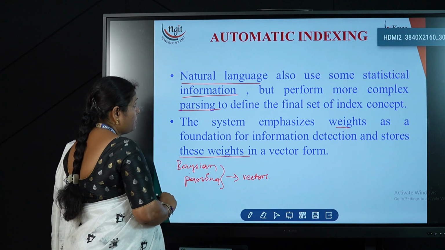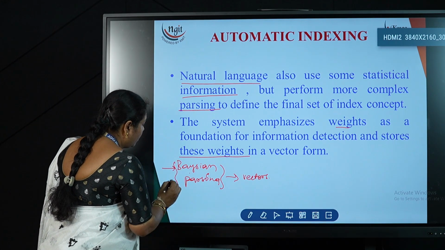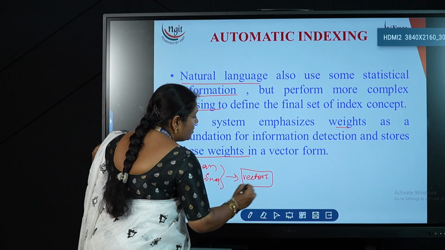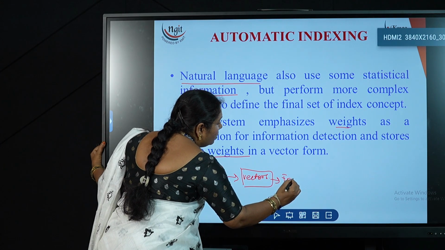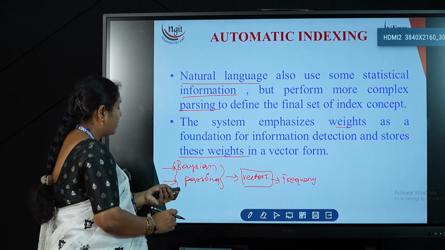So what is the basic difference between both? The first one uses the Bayesian network, the second one uses parsing. At the end of the day, you are storing in vectors, and please concentrate on the frequency. This is more important.